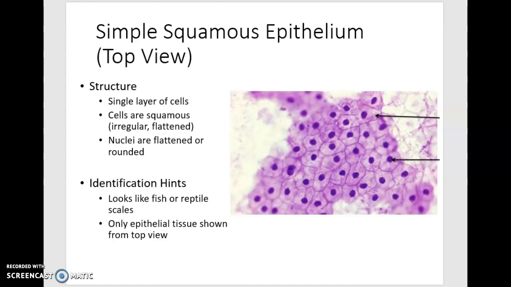Here you cannot see the basement membrane. So when trying to remember this and identify them, they do kind of look like fish or reptile scales. And we will only look at epithelial tissue shown from the top view. So make sure that you are paying attention to that.